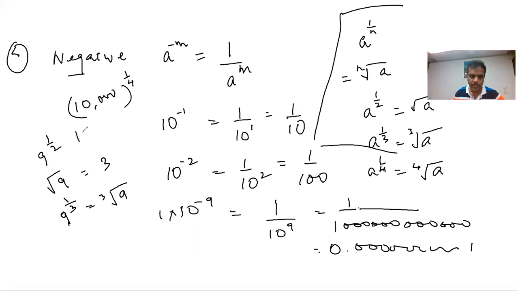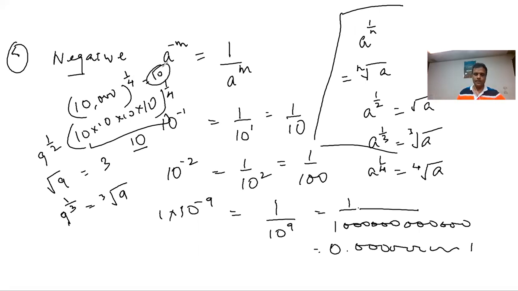If I can write 10,000 as 10 into 10 into 10 into 10, what will be the fourth root? Fourth root will be 10. I hope you can understand this is one pair. So what is the fourth root? It is 10. So the answer of 10,000 to the power 1 by 4 is 10. I hope I could make you understand all the 4 laws, but not to worry. I'll be taking many, many sums where we'll be applying all these laws of power.